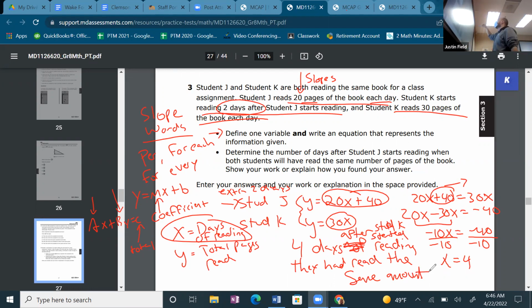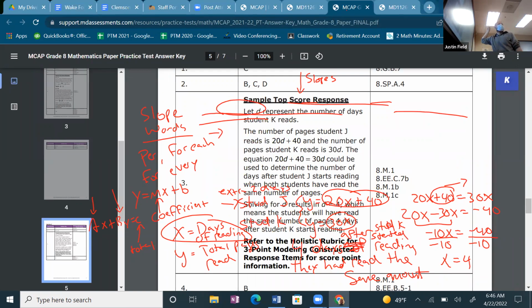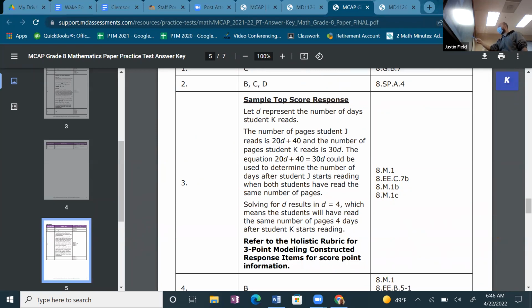All right. But hey, don't give up on these ones. Don't give up on these ones, Missy, because that will set you apart. Look, we just covered 4 standards. And so we can see clear the work here. Solving for D, D equals 4. That's what we got. Which means the students will have read the same number of pages 4 days after student K started.